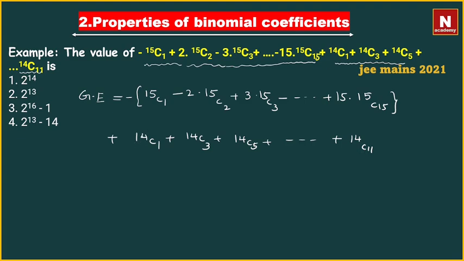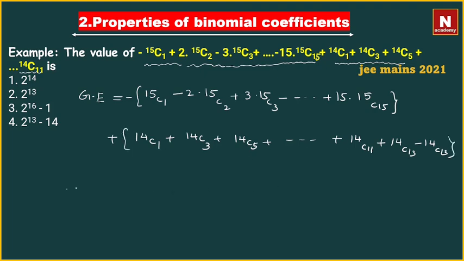Here the index n is 14. The last odd number is actually 13. That's why we add and subtract 14C13, plus 14C13 minus 14C13. We are just adding and subtracting here to convert it into a formula. This is the second part now.